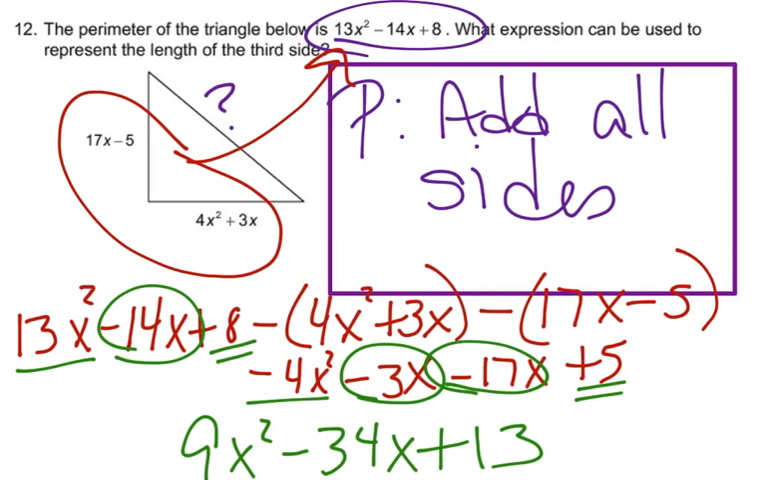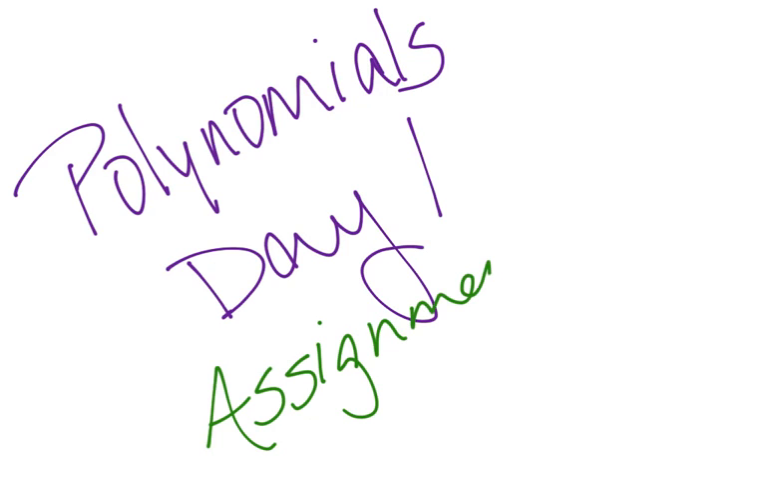Get all this written down. It needs to be in your notes, because your notes will be turned in at the end of class for part of the grade. Keep your notes handy. This was Polynomials Day 1. You are now ready to work on your assignment. Keep your notes out. Look at the notes to help you with the assignment.